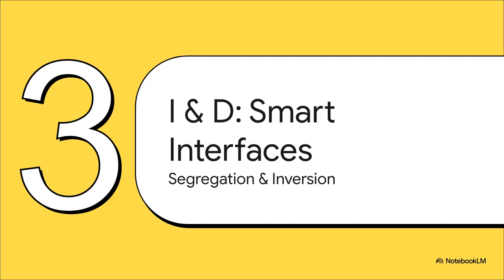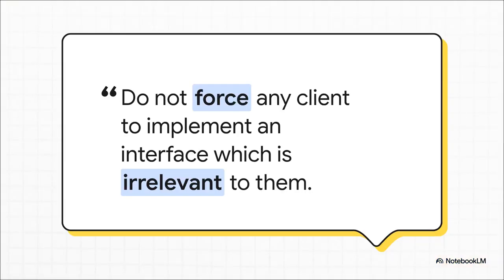Okay, we're on the home stretch with I and D. These last two are all about how the different parts of our code talk to each other. It's about setting up clean, smart boundaries and contracts. I is for the interface segregation principle. And the big idea here is simple. Don't force any class to deal with methods it doesn't even use. We want to avoid these huge bloated interfaces that try to be a one-stop shop for everything.